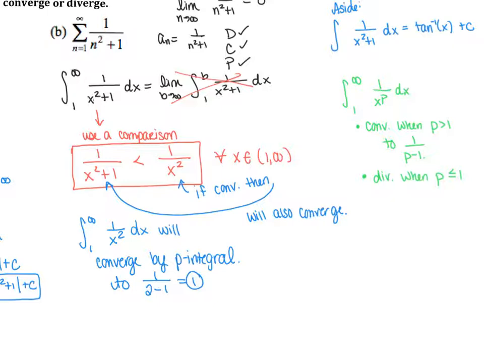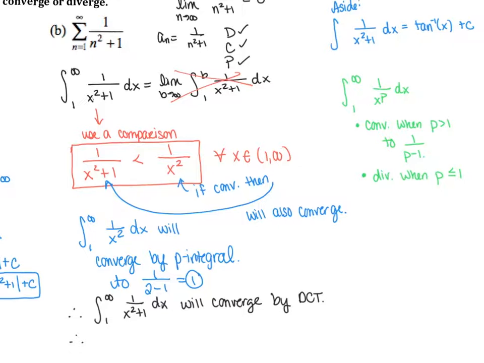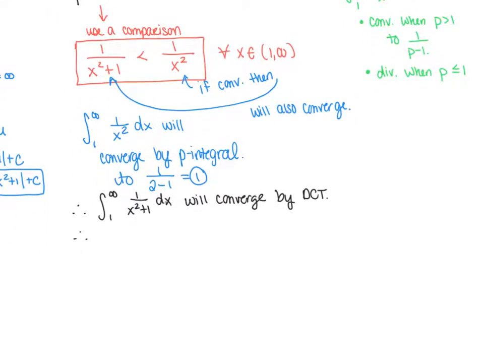All right, so let's think of what you've got here. Since I know that the integral from 1 to infinity of 1 over x squared dx will converge by p integral, I can therefore say that the integral from 1 to infinity of 1 over x squared plus 1 dx will converge by the direct comparison test, DCT. And therefore, let me scroll up a little bit. I know that the sum from n equals 1 to infinity of 1 over n squared plus 1 will converge by the integral test.